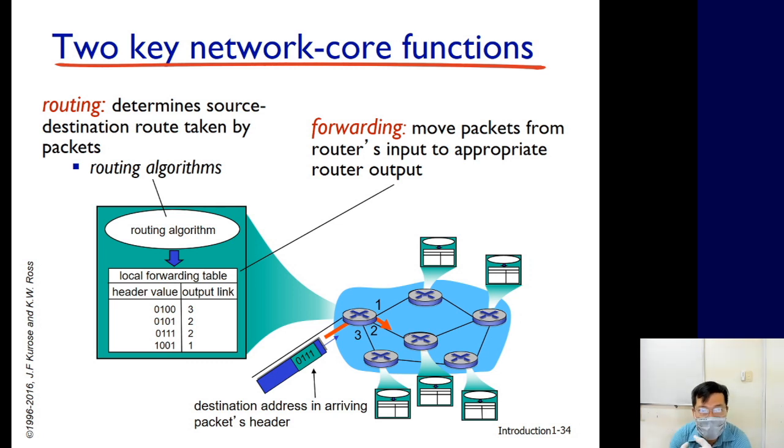So routing is just the result of the routing algorithm, which determines the source-to-destination path taken by packets. Forwarding is an action that moves the packet from an input to an appropriate output, following the forwarding table built by the routing algorithm.